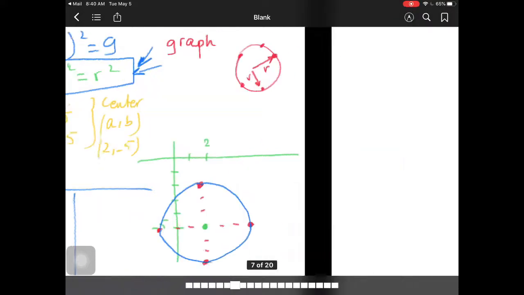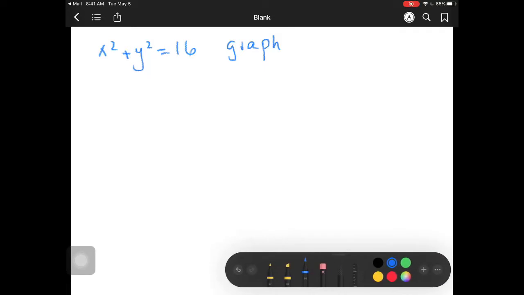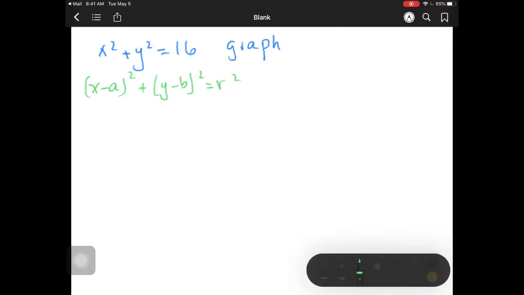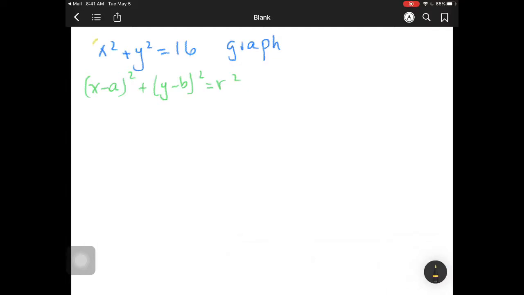Let's do one more example. Let's say that the given equation is as follows: x squared plus y squared equals 16. And again, the question is either graph or find the correct graph, same thing. So because you have this memorized, x minus a squared plus y minus b squared equals r squared, now you need to do some matching. So this needs to match with this.